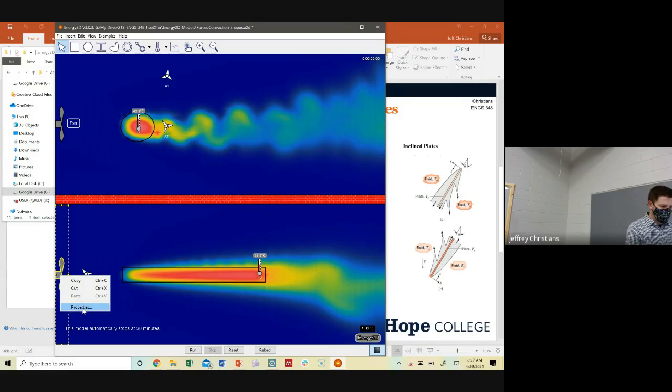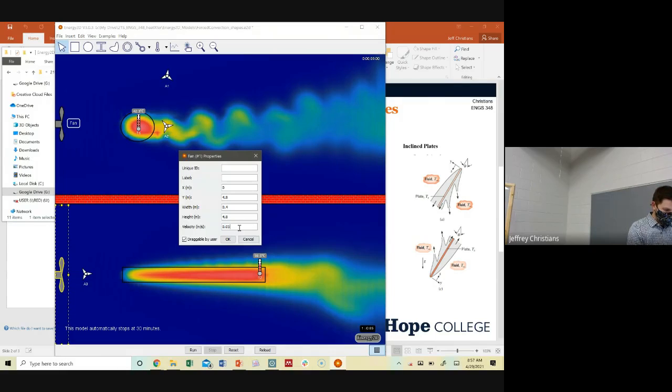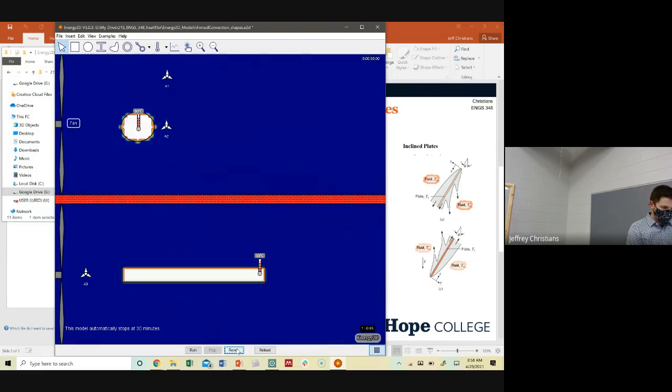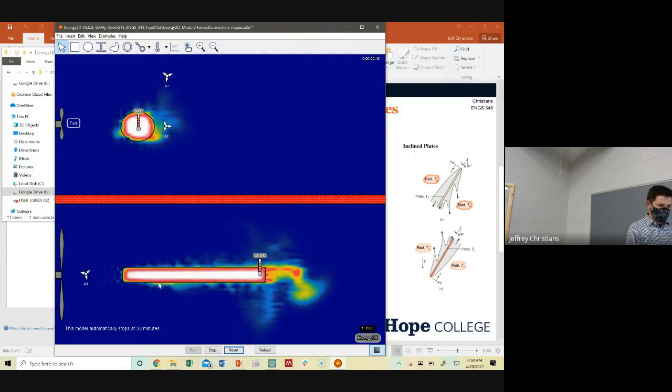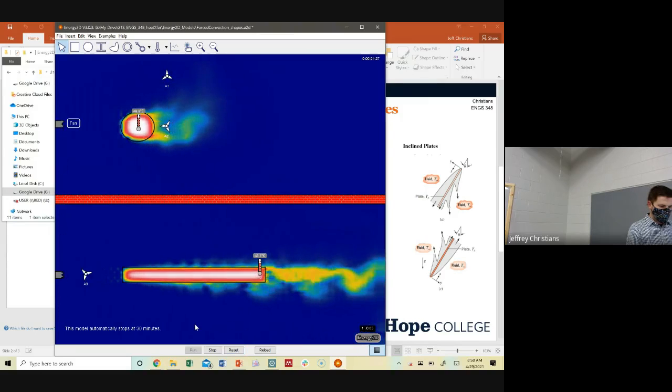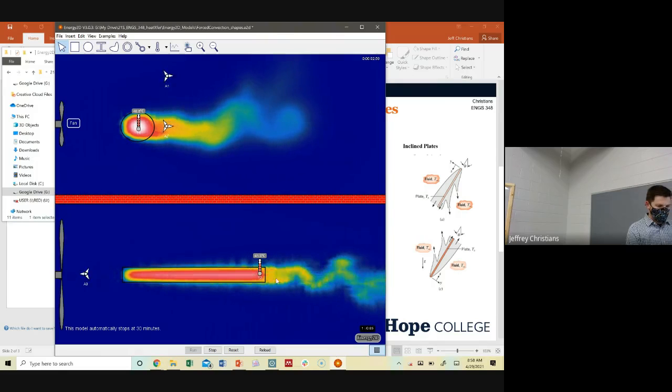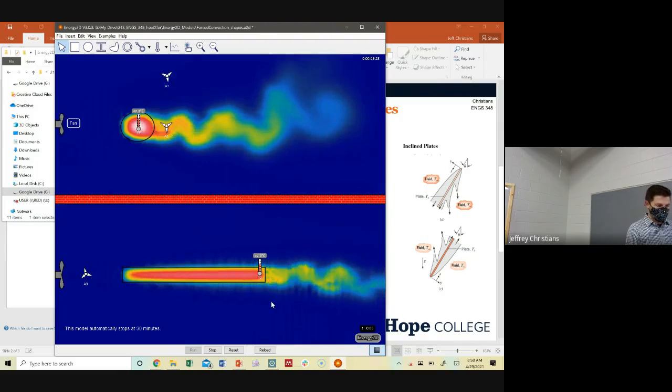If we try to, for example, increase our velocity to 0.2 meters per second, which is like half a mile per hour, we'll see how that works. So if we try to run this simulation, you can tell we're a lot faster here at the bottom. You can still see some of the same boundary layer growth. You can see we have a lot more turbulence in the flow.